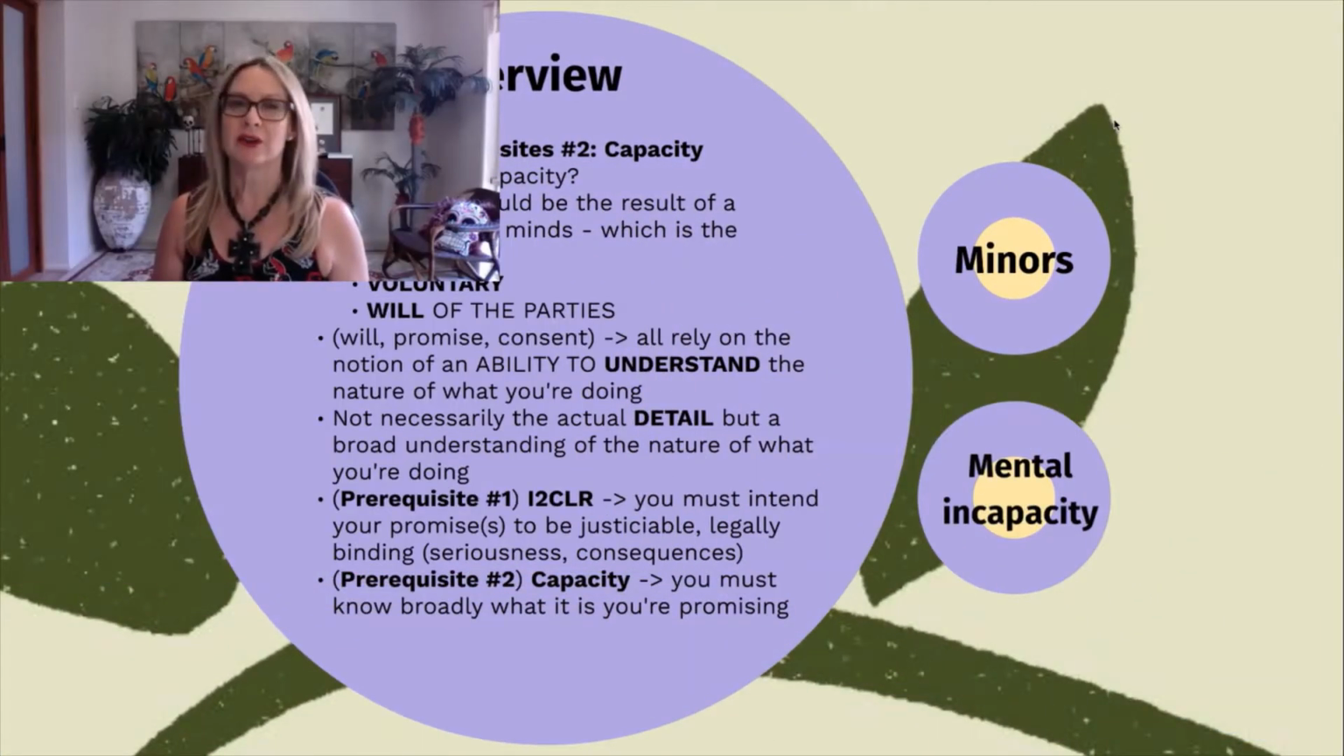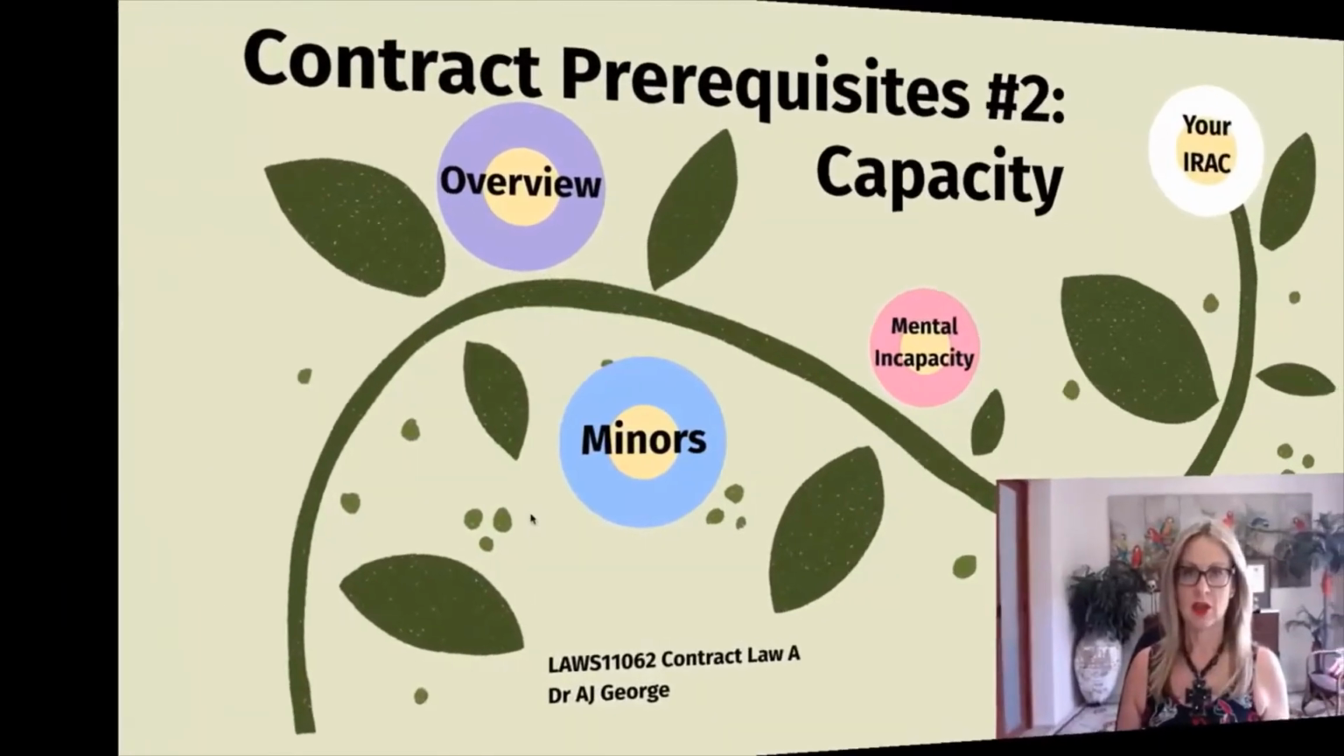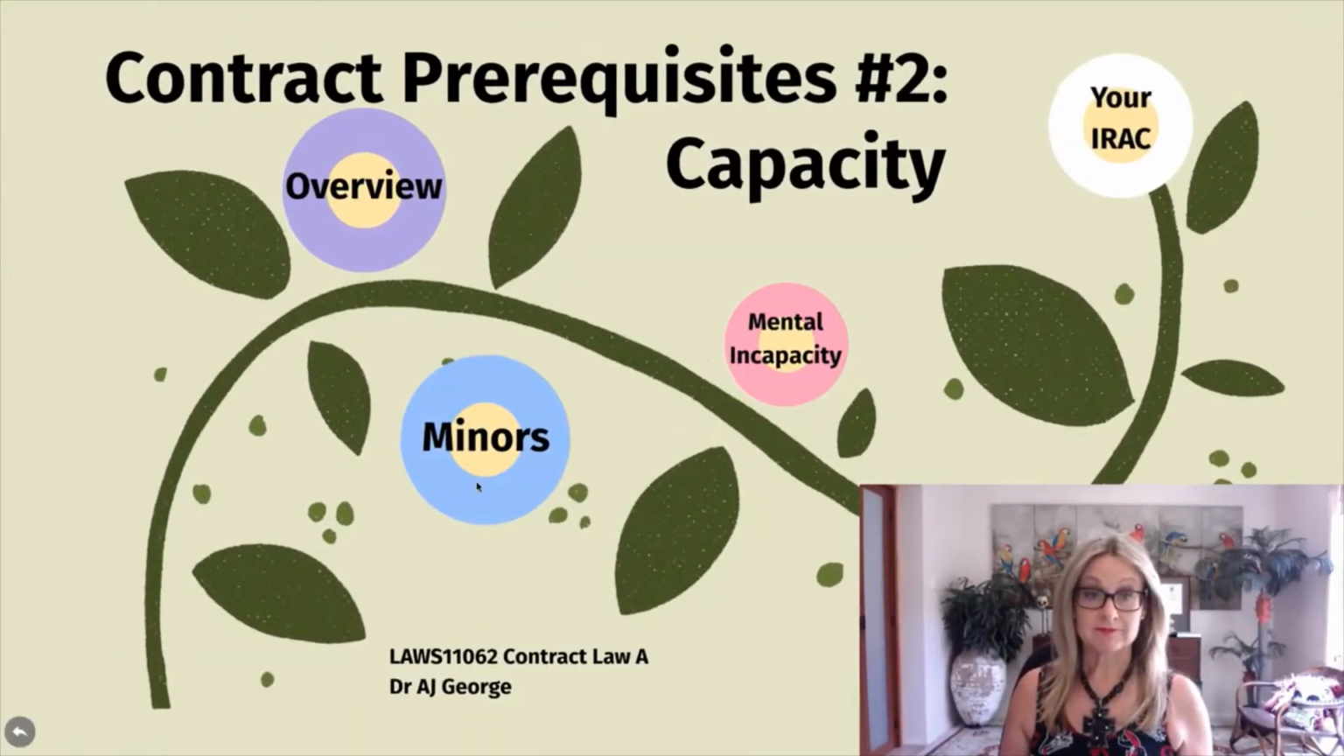There are 2 main areas that the courts have had to consistently deal with where questions of capacity have arisen over the years, and they are the issue of minors and people with some form of mental incapacity. So they are the main areas that we are going to be looking at today. Firstly, as to minors.